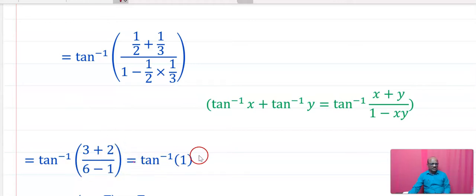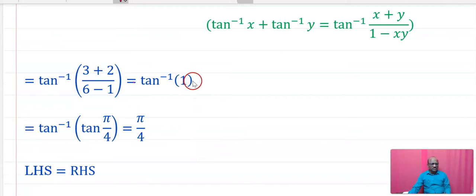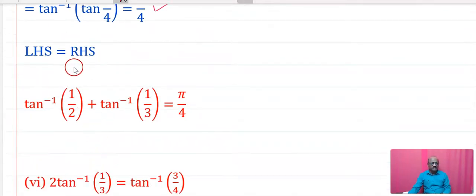That is tan inverse of 1, and the tan inverse of 1 is pi by 4. And hence, tan inverse of 1 means tan inverse of tan of pi by 4, and tan inverse of tan of pi by 4 is pi by 4. And that is nothing but the RHS we want to prove. And hence LHS is equal to RHS.